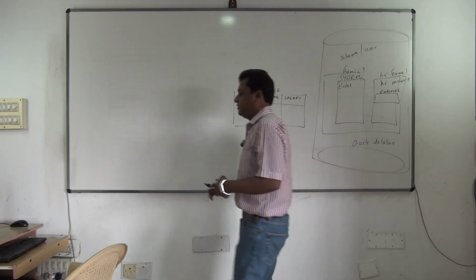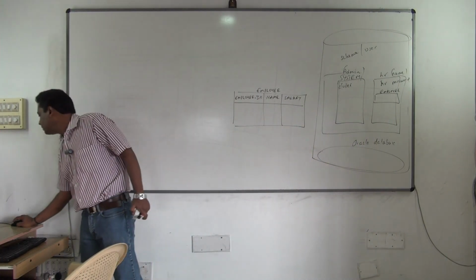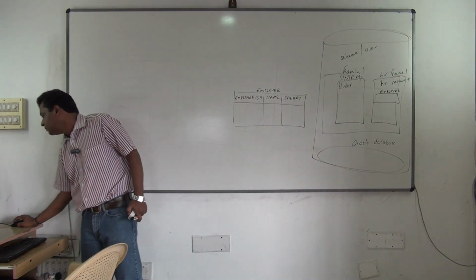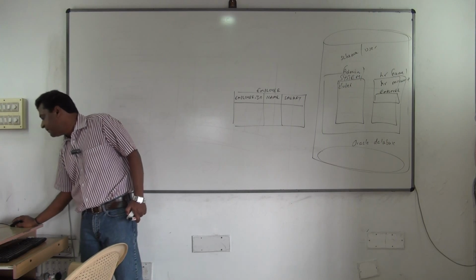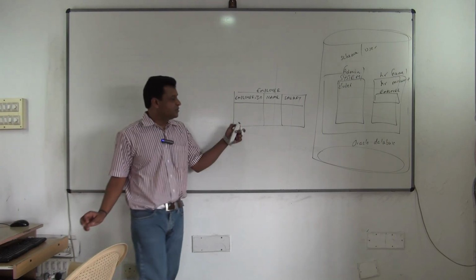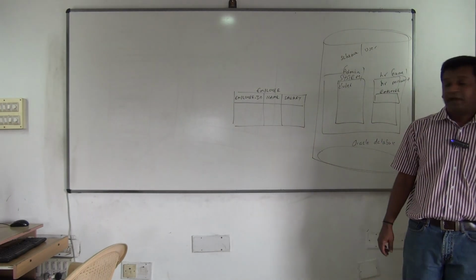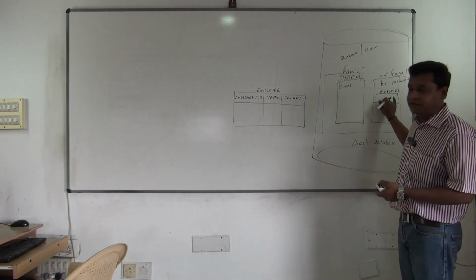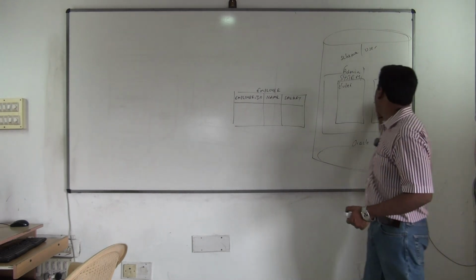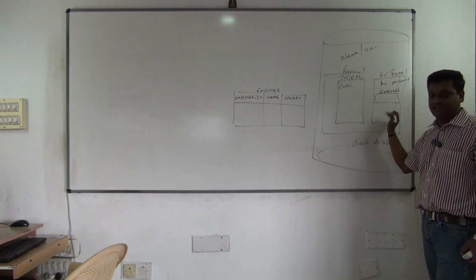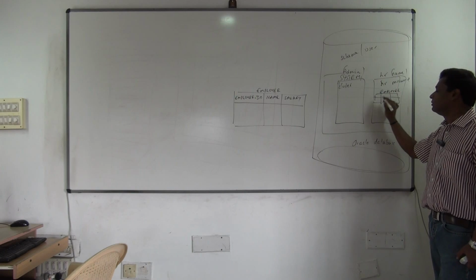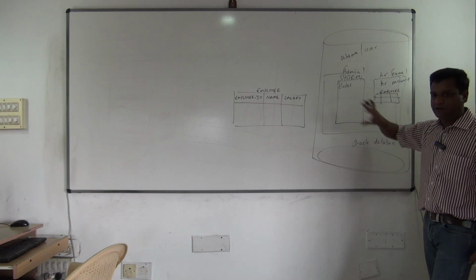So this is the table I want now. This table will be created in the schema called HR. And then, once this table is created, this table will be inside. I just drew it outside. This table will be here actually. Understood? Since it's not visible, I have drawn it outside.